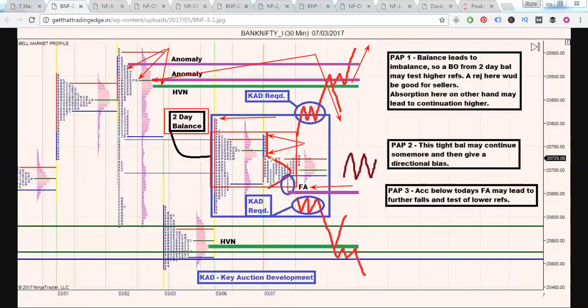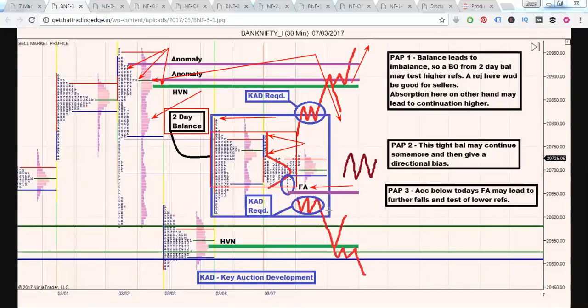Again, if this is just a pullback, because we have not been able to trade above this particular HVN, which was one of the targets. After this narrow range development, we expected the prices to go up. It was tagged, but we could never find any acceptance above this point here. So if this is just a pullback and sellers come back with force tomorrow, they might open the prices lower below this failed auction.